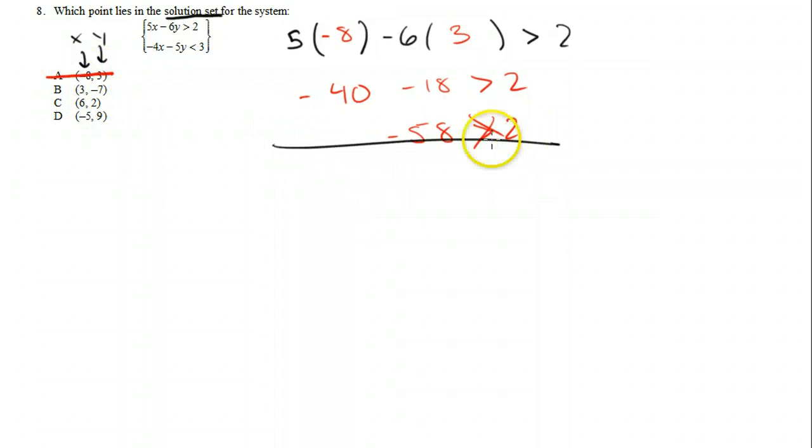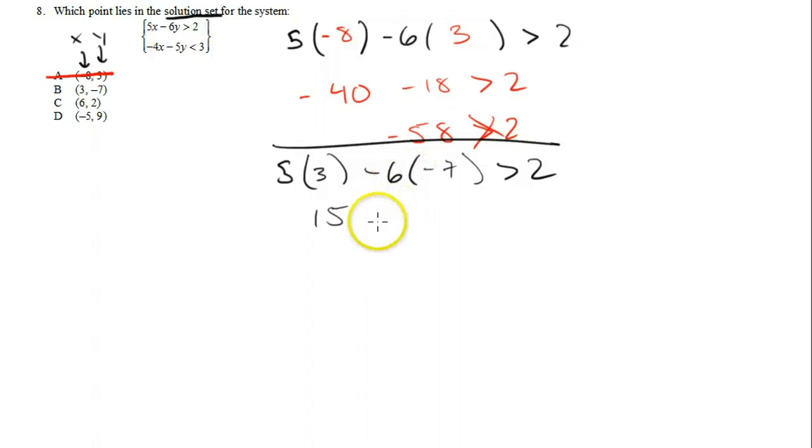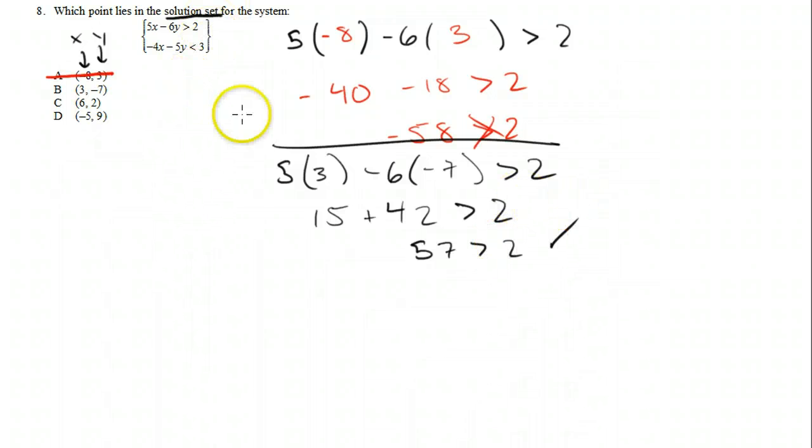So we're going to use the same thing. 5 times, let's just sub it in, 3 for x minus 6 times negative 7 for y has to be greater than 2. Here we get 15 plus 42, because negative times a negative is a positive 42. And let's see, is this one greater than 2? I'm pretty sure it is. This is going to be 57, which is definitely greater than 2. Now remember, it has to work for both. So now that it worked for this one, we have to check the second one.